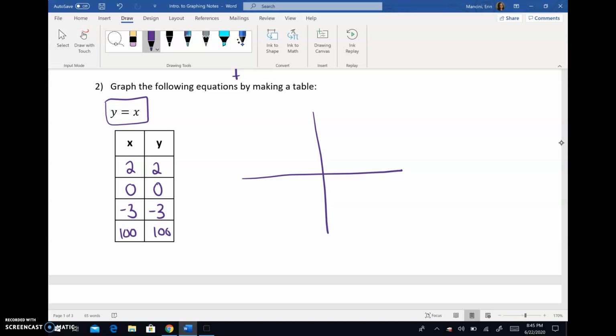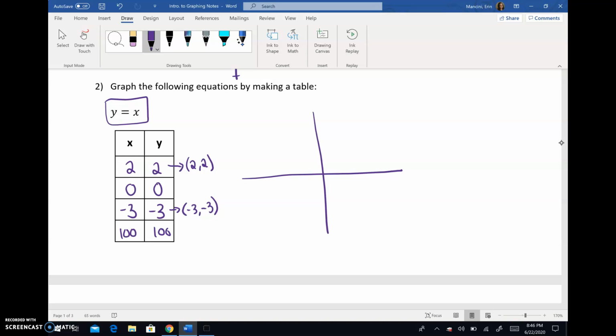Okay, but if you can make a table, this is another way to write a coordinate. So you have 2 in the x column, 2 in the y column. We can also write that as (2, 2). This can also be written as (-3, -3). Okay, it's just a different representation. And then you can go ahead and plot these, and that's one way to graph an equation.